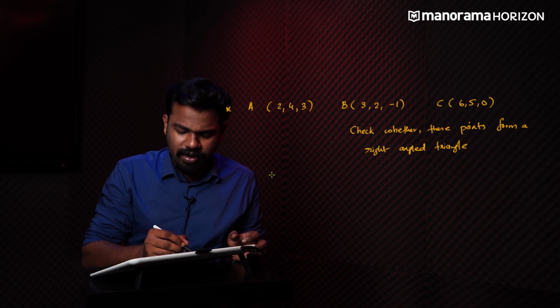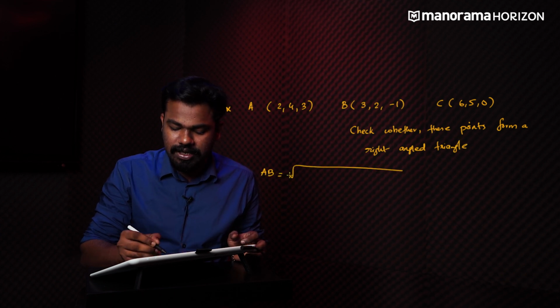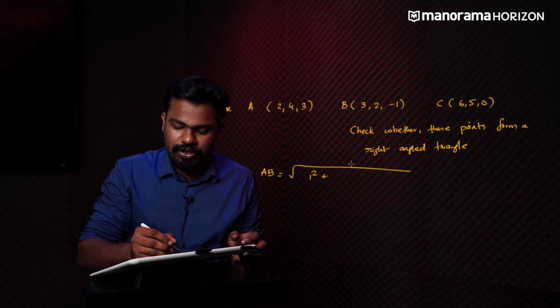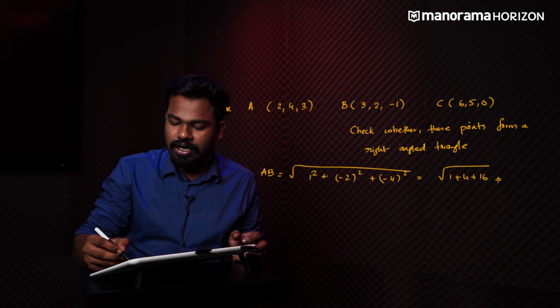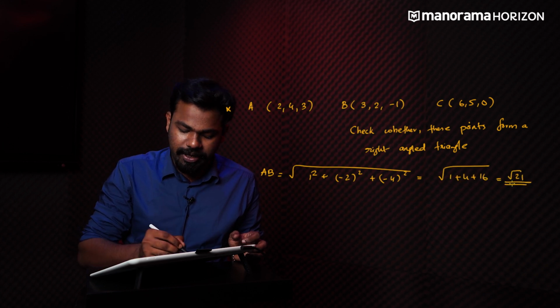So in the same way we are finding AB. AB is nothing but (3 minus 2) 1 square, plus (2 minus 4) minus 2 square, plus (minus 1 minus 3) that is minus 4, the whole square. That is equal to 1 plus 4 plus 16, that is root 21. So that is AB.